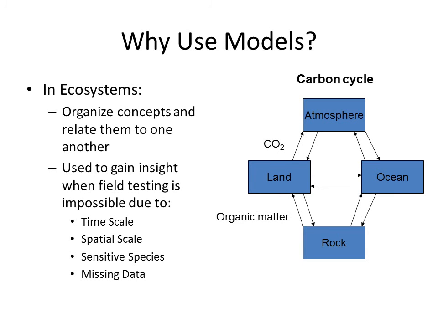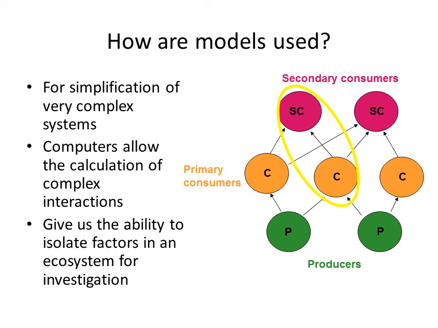Models help organize concepts and relate them to one another. They are used to gain insights when field testing is impossible due to large timescales, large spatial scale, species we don't want to harm, or if there's a lot of missing data. Models are used to simplify very complex systems and allow for the use of computers to calculate complex interactions. They also give us the ability to isolate factors in an ecosystem for investigation.